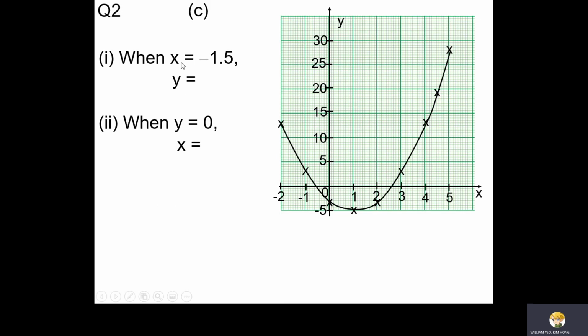Still remember what part C is? Part C, they will give you an x and ask you to find y, or give you a y and ask you to find x. So if they give you x equals negative 5, it's the x here. You go up, then you read this value. This value is around 7.